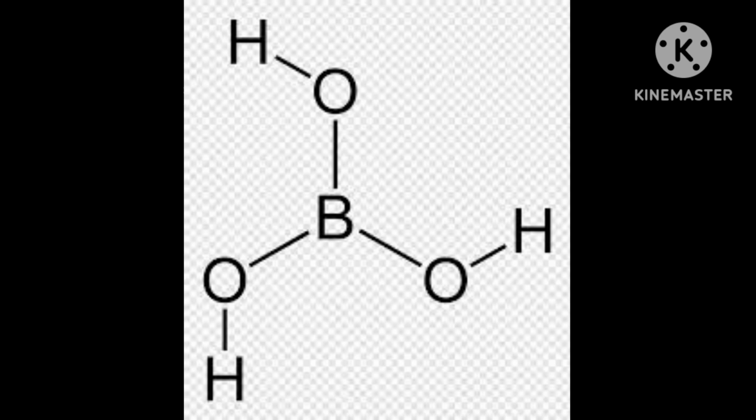Boric acid is a weak monobasic acid. Here one thing I want to tell you, I told you B(OH)3. This is actually boric acid. B(OH)3 means 3 O, 3 H and 1 boron, 1 B. Then you can write it as H3BO3. They both are the same.